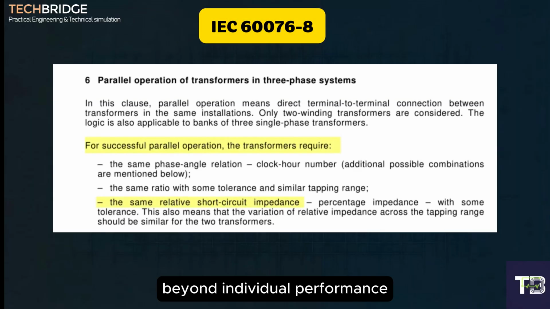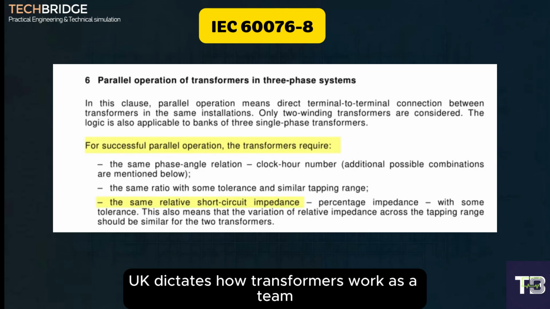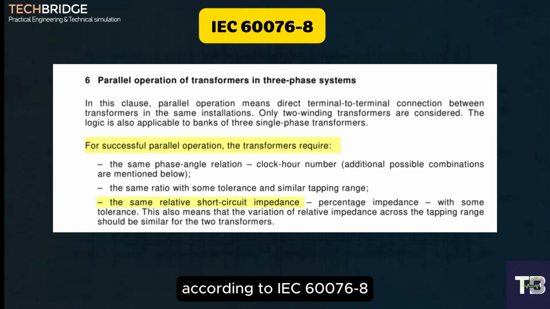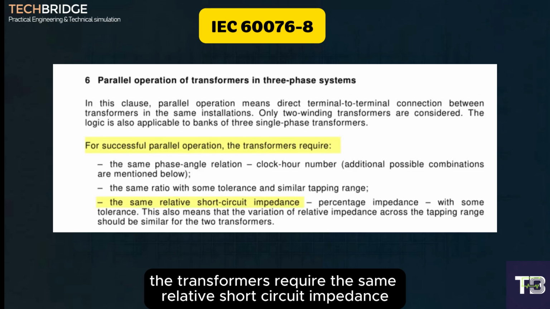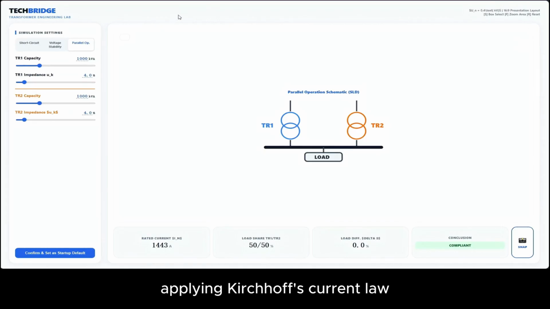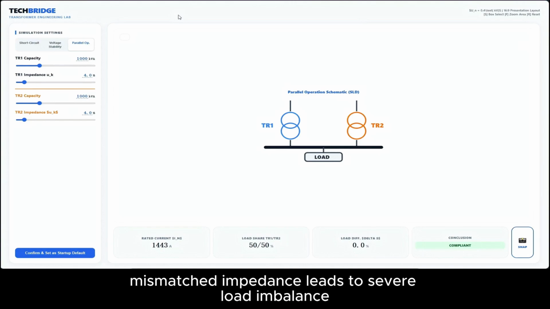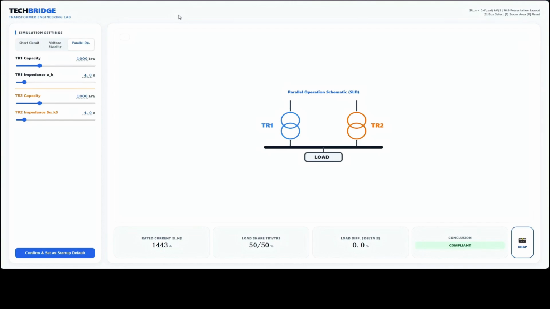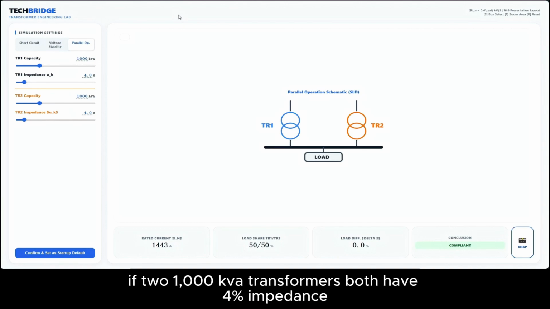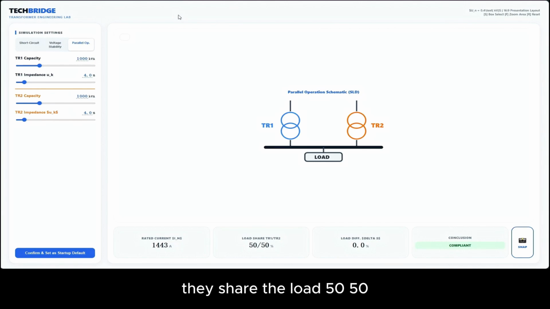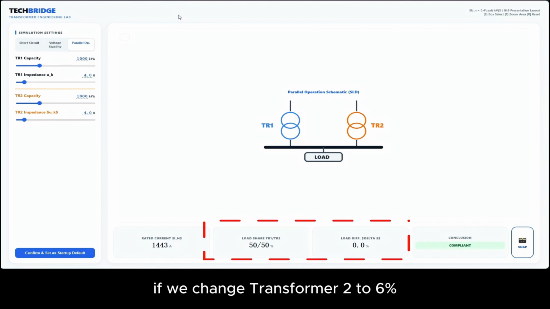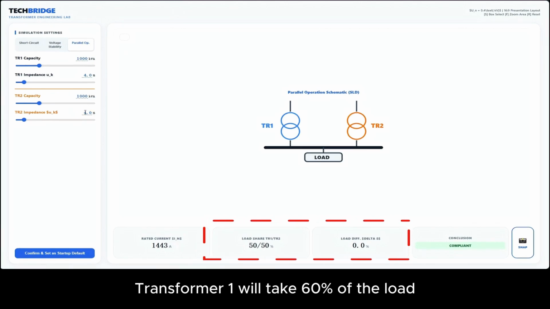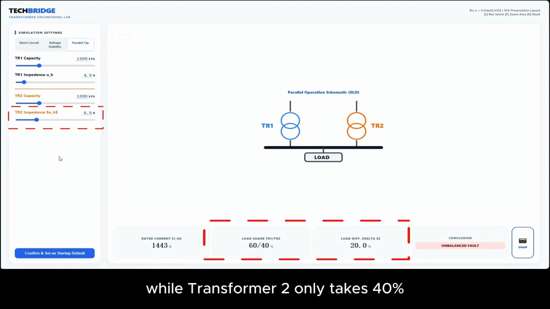Beyond individual performance, UK dictates how transformers work as a team, according to IEC 60076-8. For successful parallel operation, the transformers require the same relative short-circuit impedance. Applying Kirchhoff's current law, mismatched impedance leads to severe load imbalance. If two 1000 kVA transformers both have 4% impedance, they share the load 50-50. If we change transformer 2 to 6%, transformer 1 will take 60% of the load, while transformer 2 only takes 40%. The unbalanced load is up to 20%.